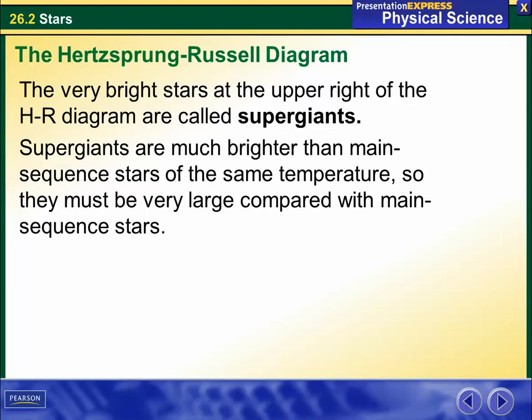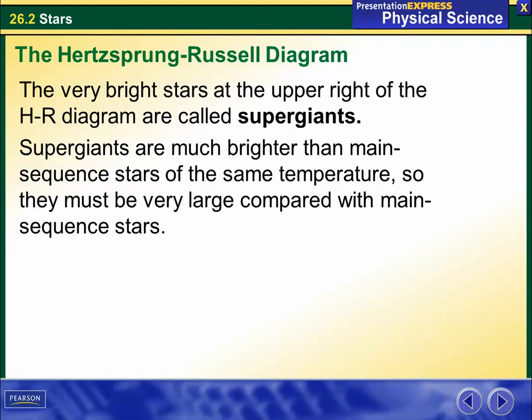And so based off of that, the very bright stars that we see in the upper right of the HR diagram, those are called supergiants. Supergiants are much brighter than the main sequence stars of the same temperature, so they must be very large compared with the main sequence stars. So again, they're much brighter.